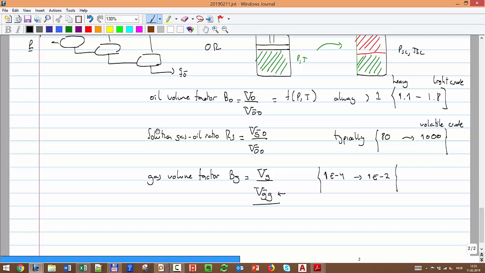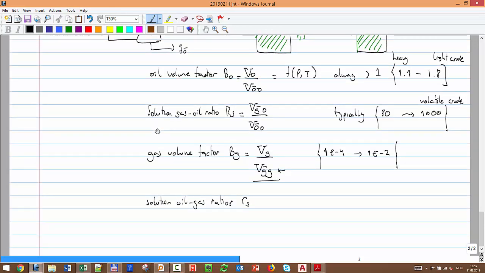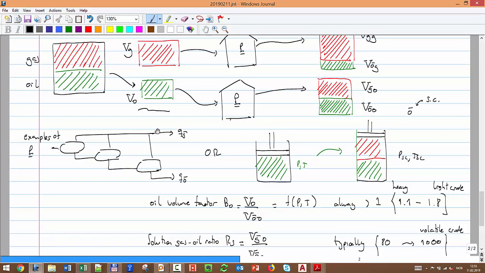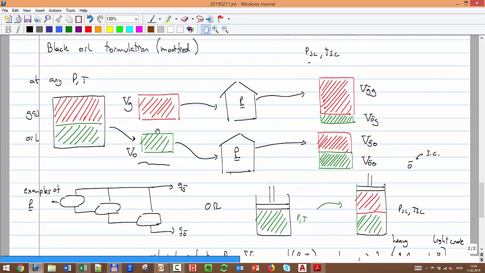And then I finally have the solution oil-gas ratio, which I denote with RS, small rs. Some people use the letter RV to avoid confusion. So they say that's the volume of oil coming from the gas divided by the volume of gas coming from the gas, which is a ratio similar to what we have done here. It's this number.